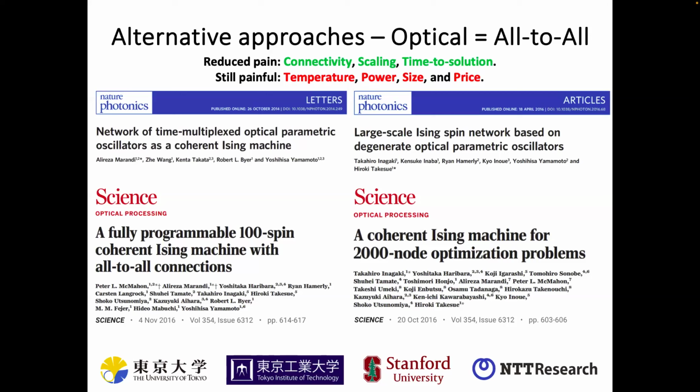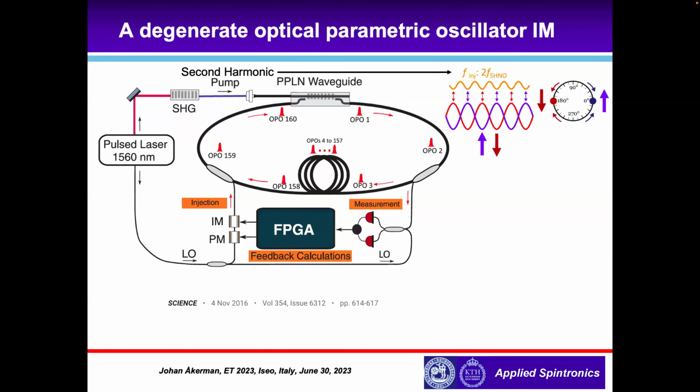So they showed first some 100 spins and then 2,000 spins. And one of these papers, which I'm taking this from, introduced an FPGA to control the pulses. They have a storage ring of optical pulses. So this is an optical fiber of about a kilometer long. And then they pump it with a second harmonic such that the pulses will get gain if they are either in phase or out of phase.